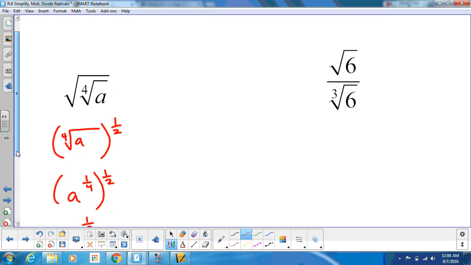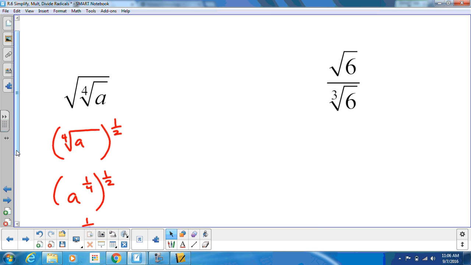Okay, let's look at this one. So square root over cube root. You can't combine under one radical because they're different roots. So let's do what we did here and change them from radical form to exponent form. So on the top, that's 6 to the 1/2. And on the bottom, that's 6 to the 1/3.